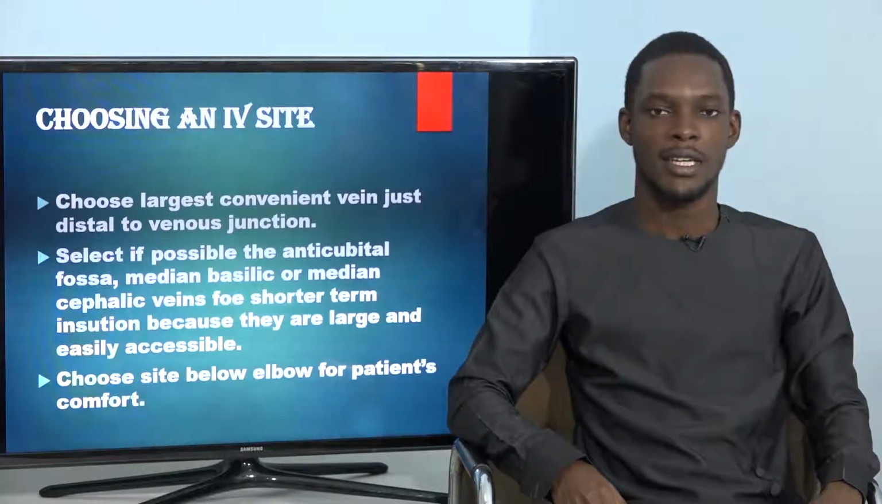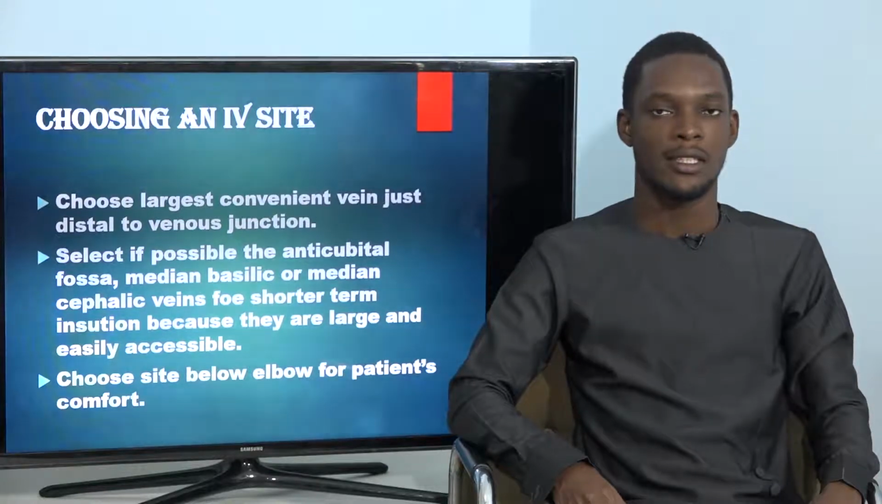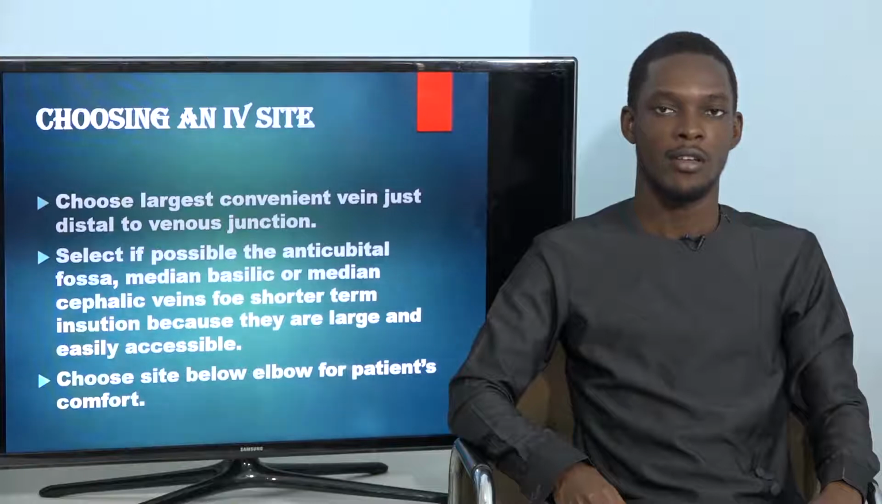Choosing an IV site. First and foremost, you are supposed to choose the largest continuous vein distal to the venous junction. That is, you are supposed to choose the largest vein below the arm or below the knee. If you do not understand what below the arm means, you can simply choose the nearest largest vein below the elbow.